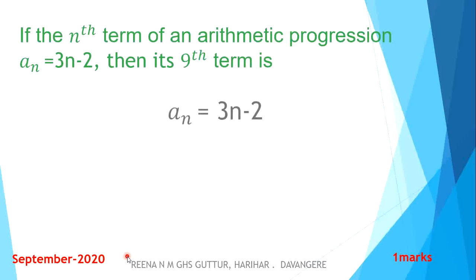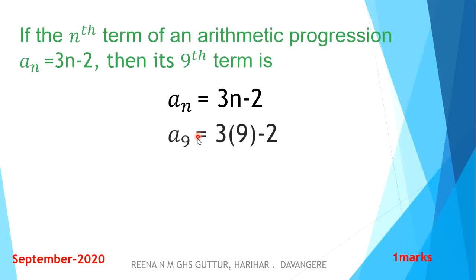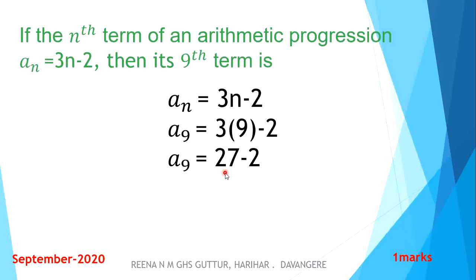First you write down the nth term. an is equal to 3n minus 2. Substitute 9 in the place of n. So an is equal to 3 into 9 minus 2. On simplification, 3 9s is 27. 27 minus 2 is 25. So the ninth term of the AP is 25. Like this you can solve any of the questions you face in the exam.